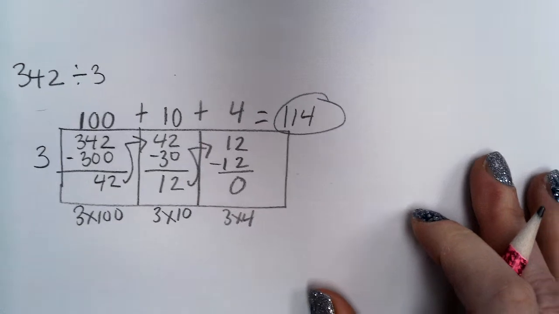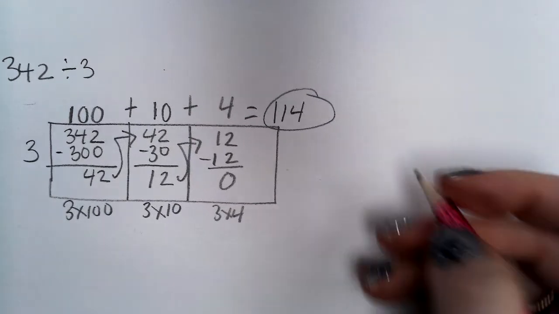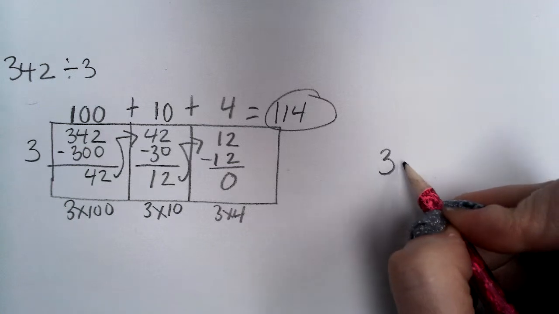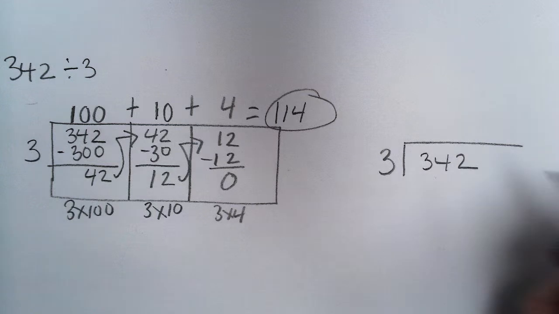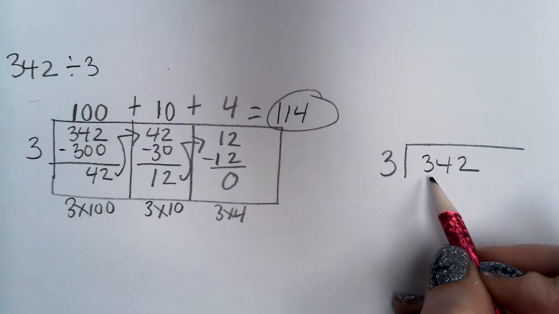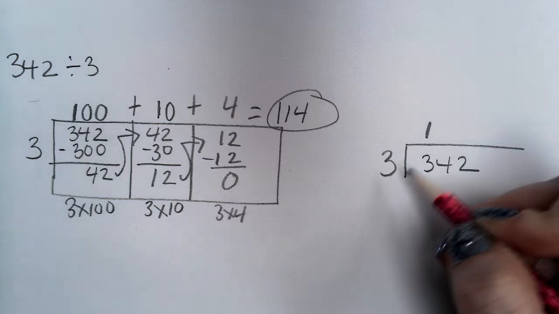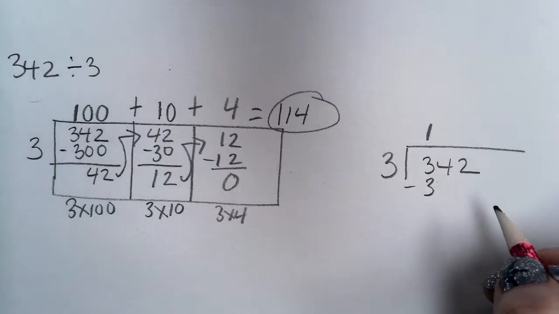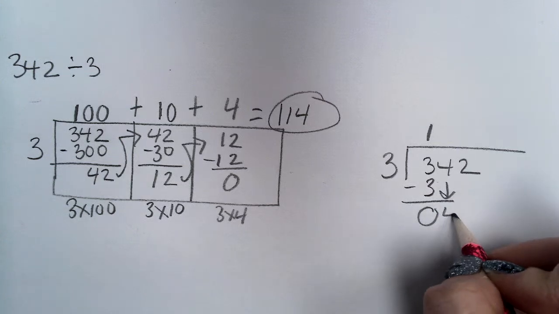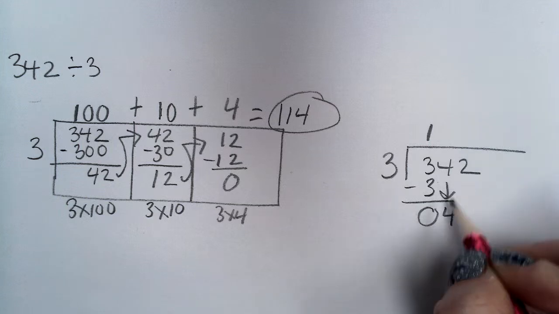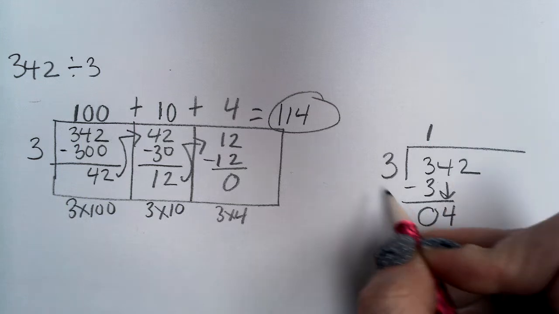And I want to show you how this connects to the standard algorithm way that we, meaning adults, most likely learned in school. 342, so same thing. How many 3's go into 3? 1. 3 times 1 is 3. Subtract, 0. Okay, and then bring it down. I didn't say that part. We always bring it down.